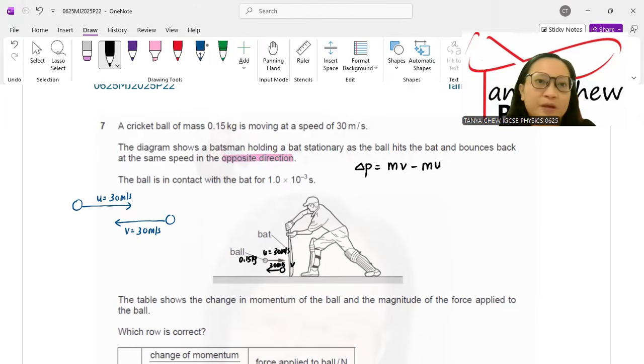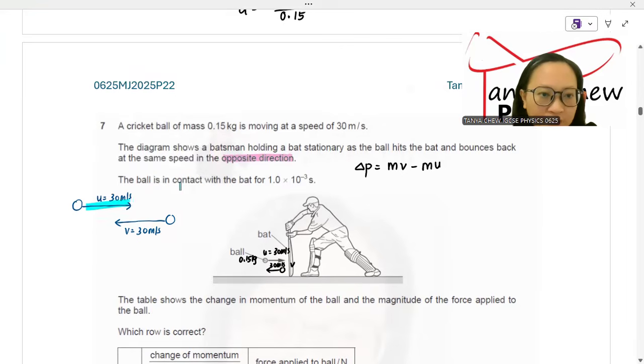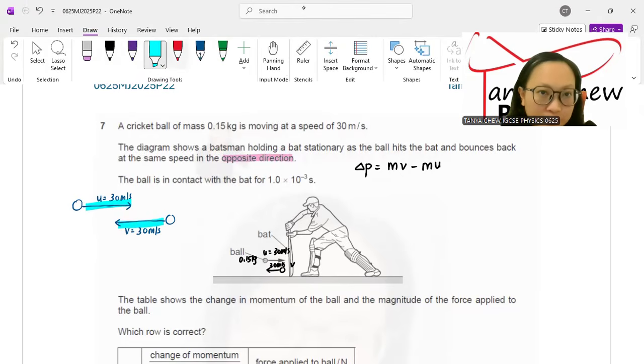And before we sub in the values, I also need to remind you that momentum is a vector quantity. Directions count for the velocity. Could you see that of these two velocities, one is moving towards the bat, to the left, and the other one is moving away from the bat, to the right? These are two opposite directions.